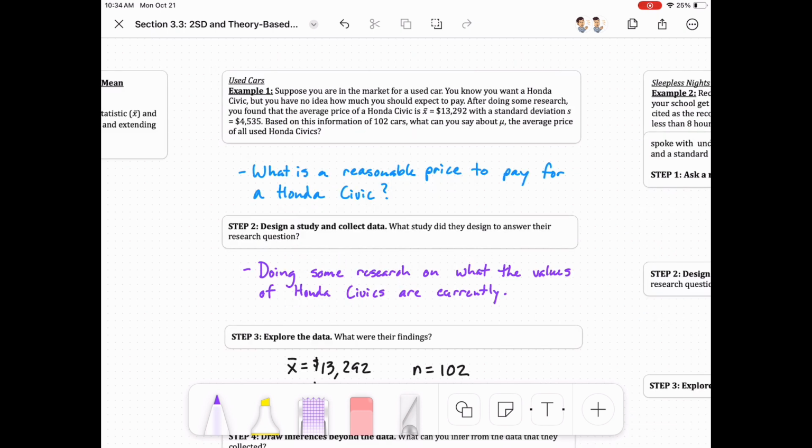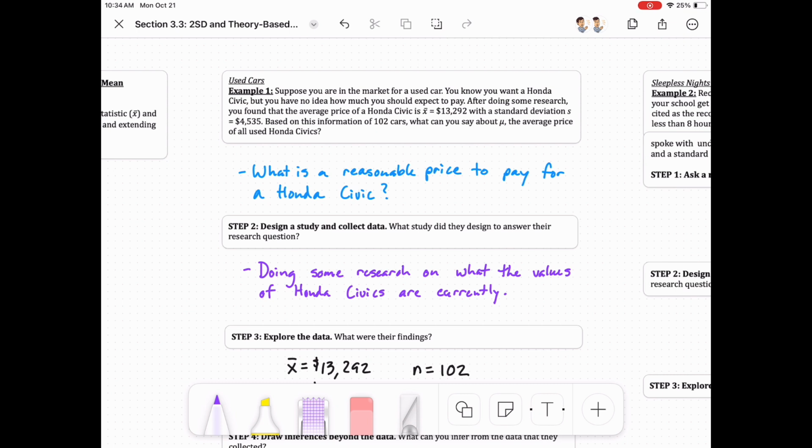Margin of error is the same as proportion based on our significance level or our confidence level. So here, for example 1, suppose that you are in the market for a used car. You know that you want a Honda Civic, but you have no idea how much you should expect to pay. After doing some research, you found that the average price of a Honda Civic is $13,292 and the standard deviation is $4,535. Based on this information for 102 cars, what can we say about mu, the average price of all used Honda Civics?